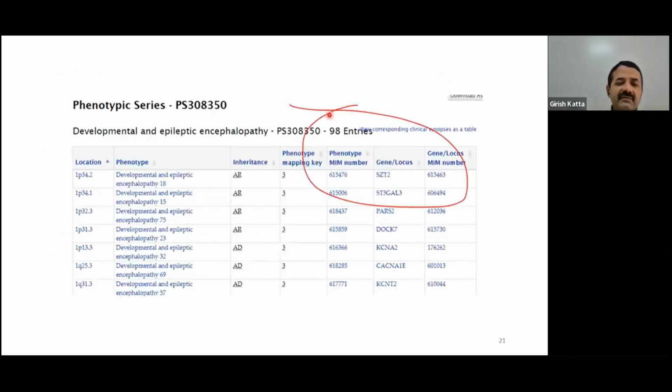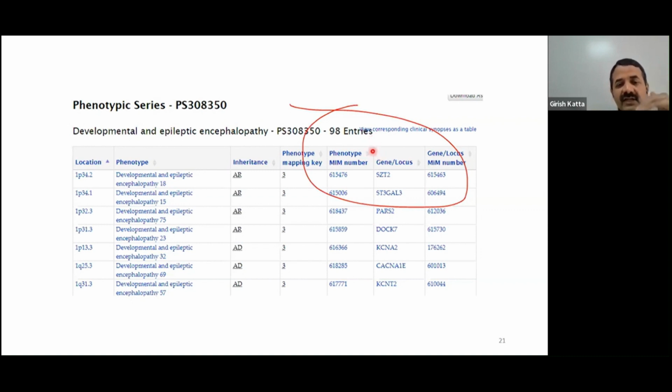I'll just illustrate one screenshot or an example from OMIM, like developmental and epileptic encephalopathy in children. You have 98 entries. Please note, 98 entries means mutations in approximately 98 genes are responsible for epileptic encephalopathy in children.